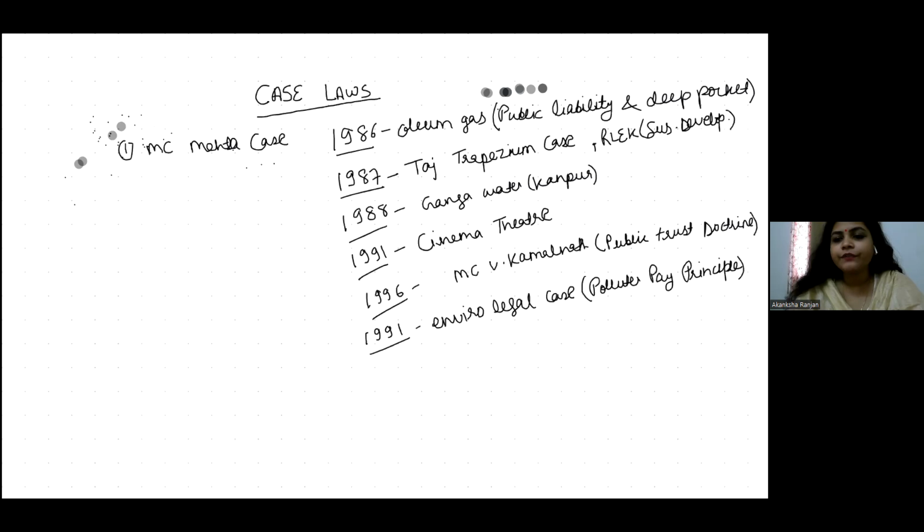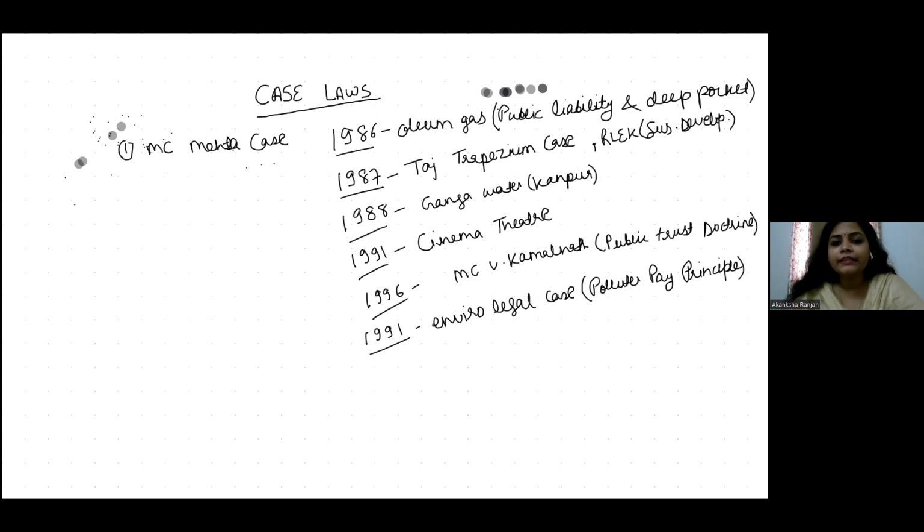So, yes, the most confusing part, the MC Mehta case. You all have heard this name in environmental law, because this is one of the very, very famous and landmark judgments in environmental law, and most law students have read about it. MC Mehta case. But there are many cases, because MC Mehta was a person, and he filed a lot of PILs in different matters related to the environment. So this is not a single case.